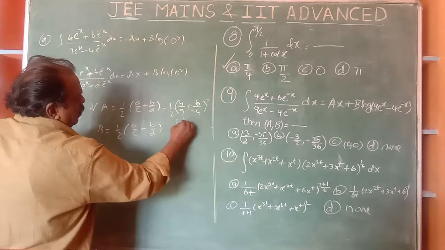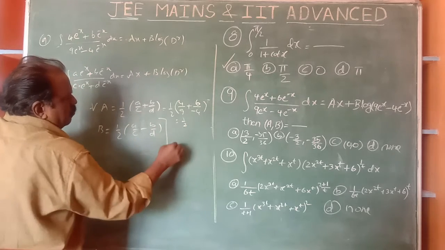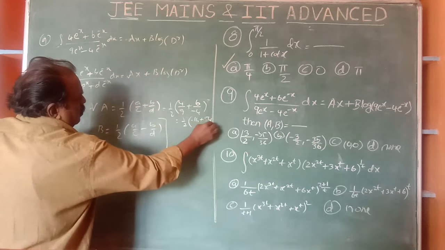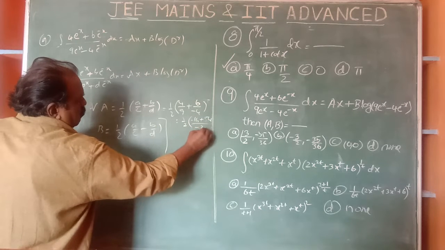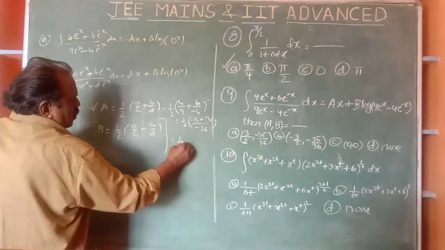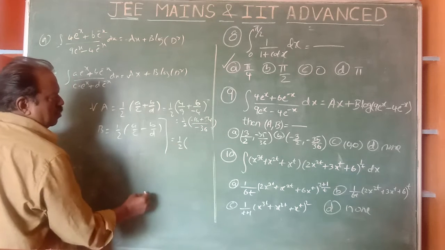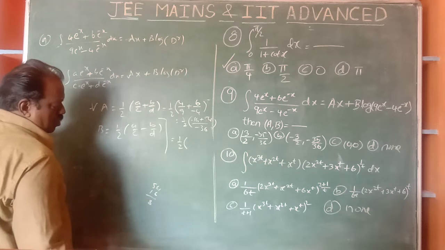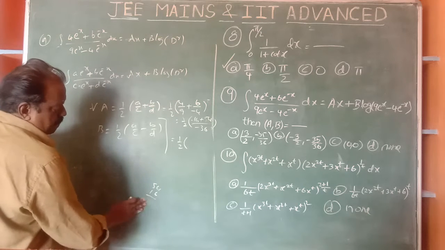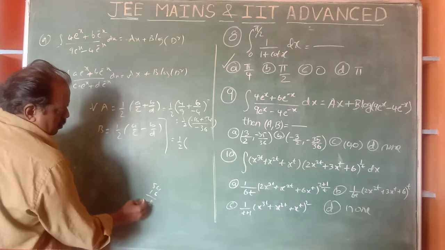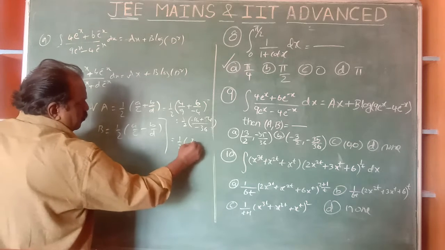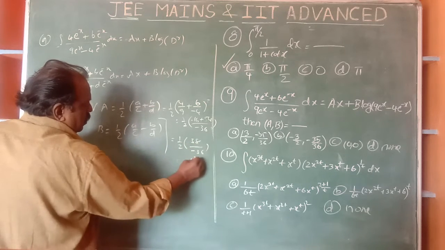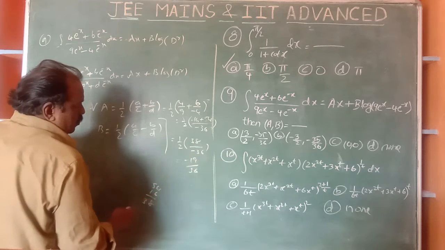That is 1 by 2. It is minus 16 plus 54 by minus 36, and 1 by 4. 54 minus 16 means how much? It is 38. 38 by minus 36, so it is minus 19 by 36.